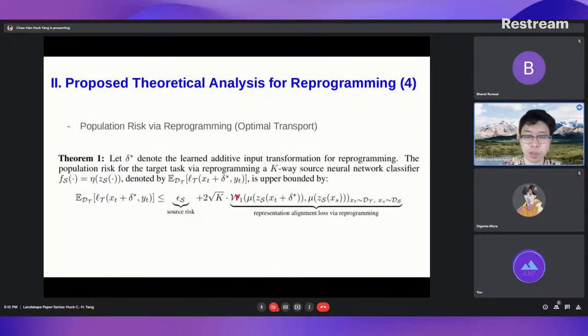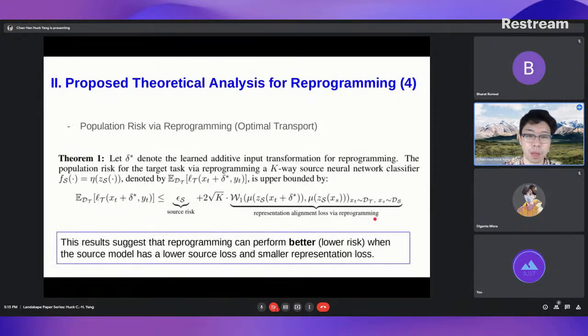If you're tired of this mathematics, here is the conclusion about our theory. Say we have an additive noise transformation during this reprogramming process. The risk will be bounded by the source model risk, which is some error from the source model, plus the representation alignment loss via the reprogramming. So how do we interpret this theory?